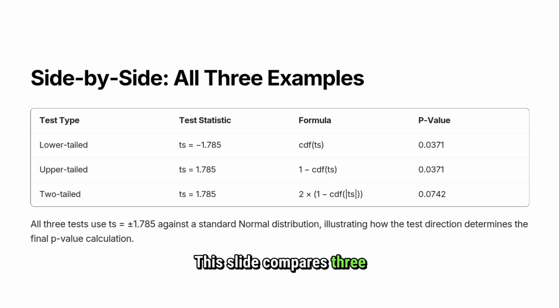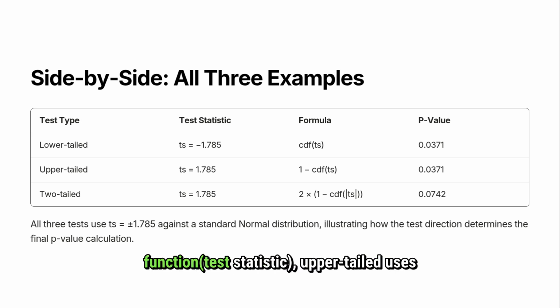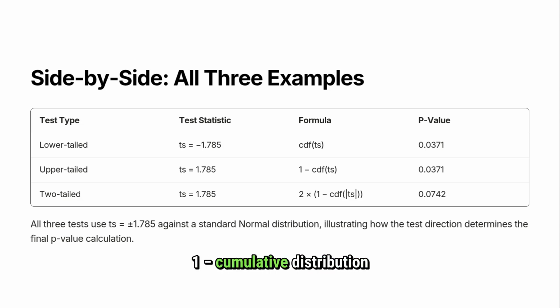This slide compares three test types, lower-tailed, upper-tailed, and two-tailed, all using a test statistic of plus or minus 1.785. The p-value calculations differ. Lower-tailed uses the cumulative distribution function of the test statistic. Upper-tailed uses 1 minus the cumulative distribution function of the test statistic, and two-tailed uses 2 times 1 minus the cumulative distribution function of the absolute value of the test statistic. The direction of the test affects the p-value outcome.